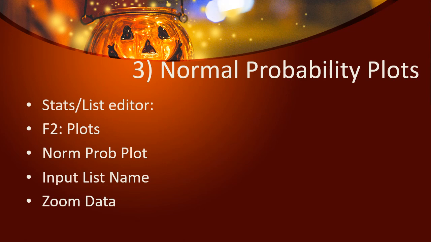The one that's most commonly done is calculating a normal probability plot. And for this one, I'm just going to show you on the TI-89. You can look it up on the 84. Basically, what you need to do is go to Stats List Editor and hit F2 plots, normal probability plot, and then you input whatever list you're trying to do. And then you just hit zoom on the data.